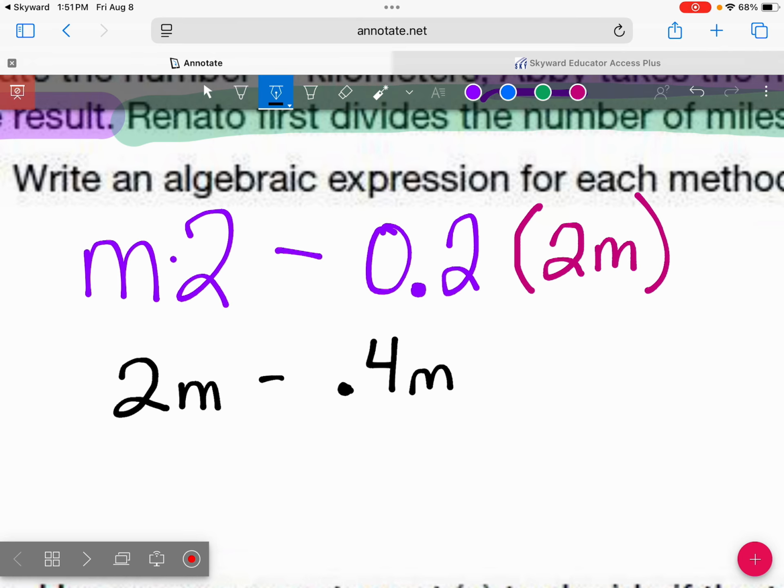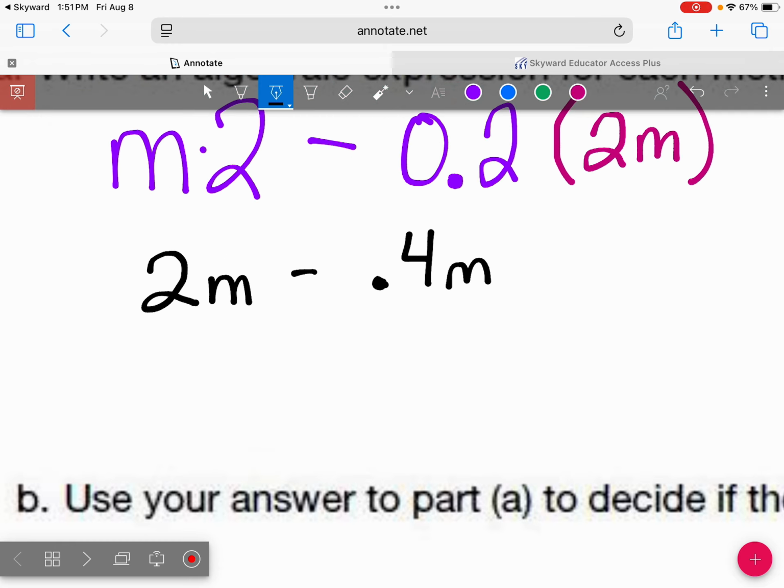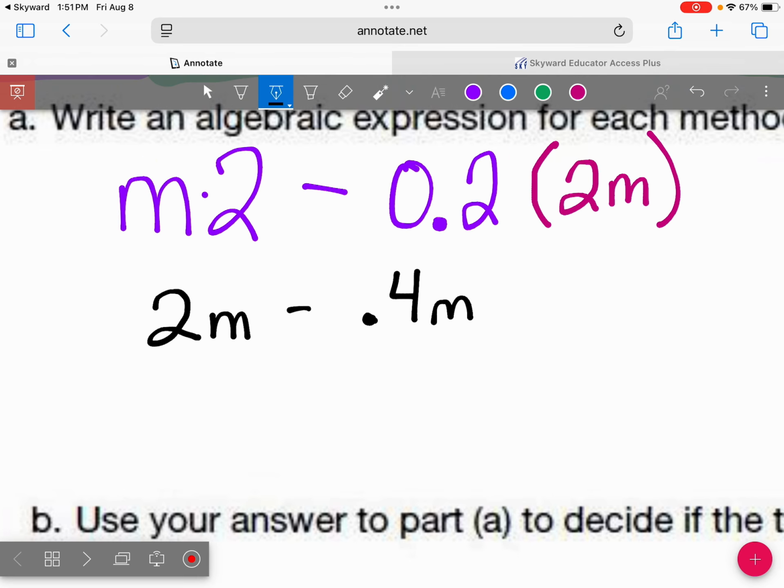So can we simplify that more? Can I take 2m minus 0.4m and make that be even more simplified? Can we simplify this more? 2m minus 0.4m. I have 2 m's and I take away 0.4 of an m. How much m do I have left? I heard it. It was quiet, but it was there. 1.6m.